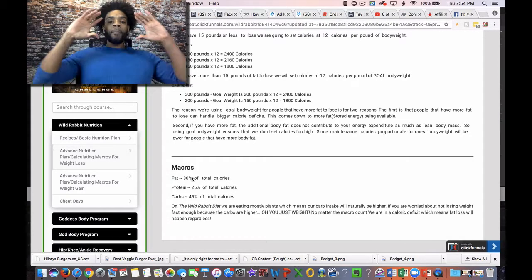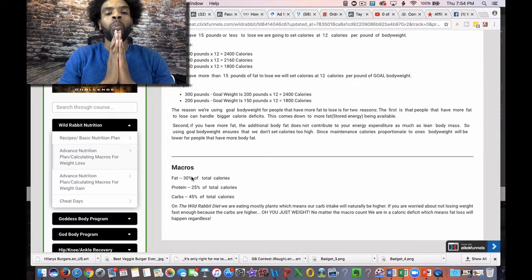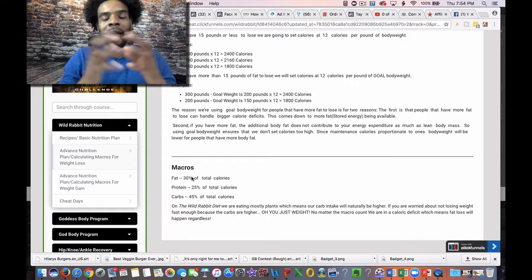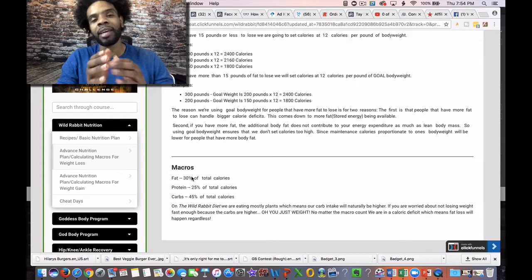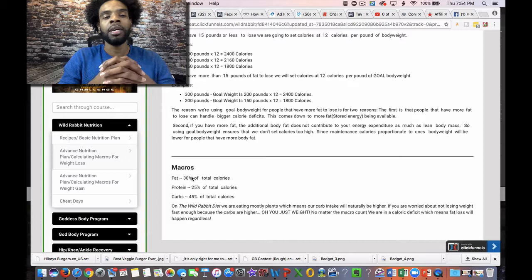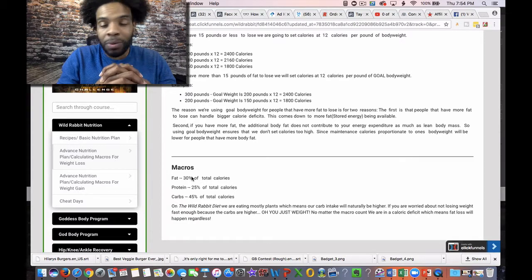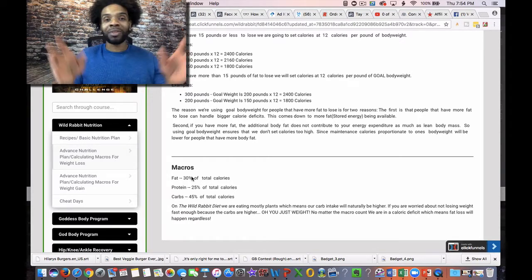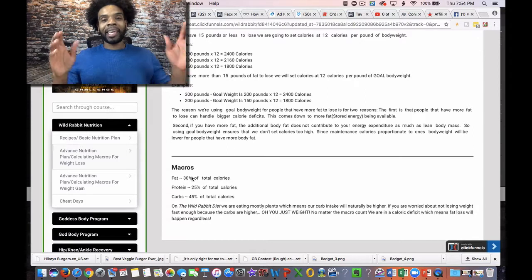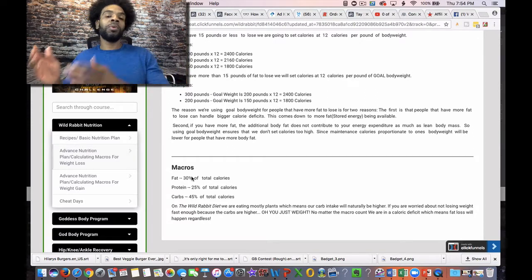Now, most of you are probably asking, why do I need to do macros again? Why are we doing this? This is simply so that we have something to track. If you're shooting in the dark, eating whatever you want, and you're not losing weight and not getting the result you want, it's probably because you don't know what you're doing. And it's not anything else. I can't fix something if I don't know what's going on.